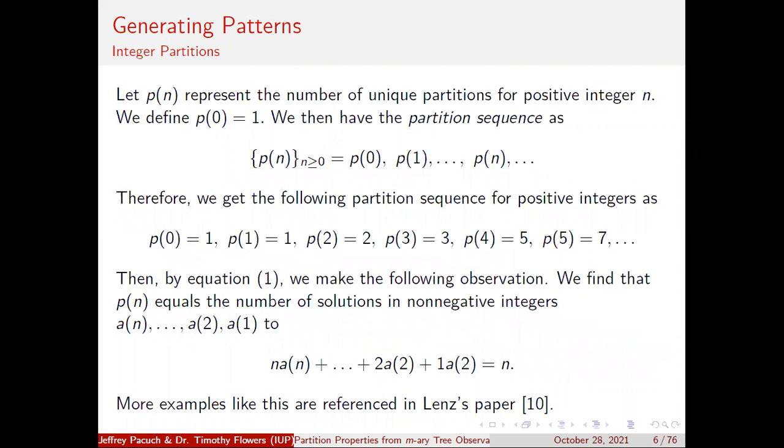So this allows us to go into finding the number of unique integer partitions for n. We usually denote that as the classic p of n. And it's defined such that the partitions of 0 is always 1.